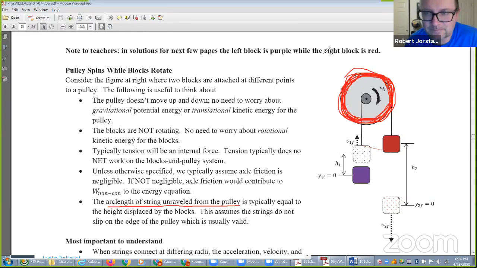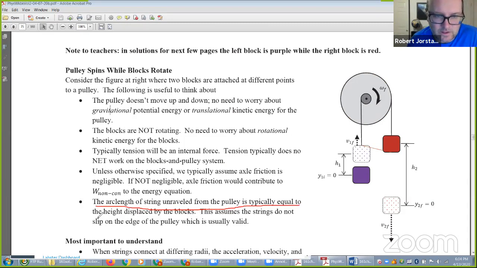Going back to here, the arc length of string unraveled is typically equal to the height displaced by the blocks. This assumes that the strings do not slip on the pulley. So if you hear me say the strings don't slip, that's my way of saying this arc length is the same as this distance here. So the height that this one falls is probably going to be equal to about that much string. So it's saying that this arc length is the same as that red arrow.